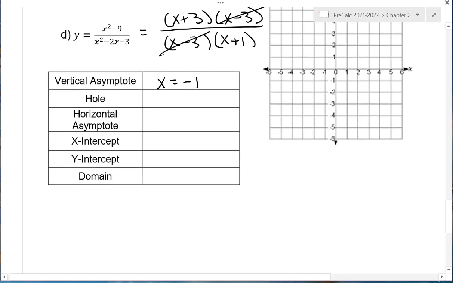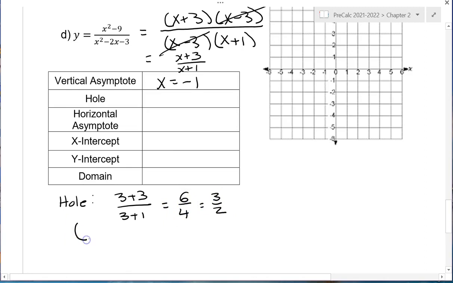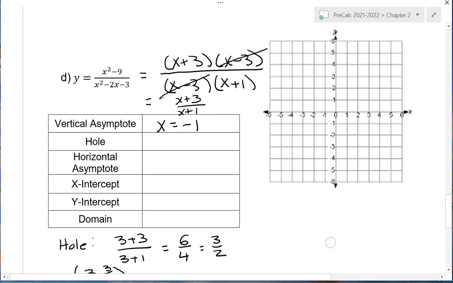So we're going to plug in 3 to our equivalent expression, which is x plus 3 over x plus 1. And let's see what happens. So for the hole, 3 plus 3 over 3 plus 1, I get a 6 over 4. That reduces to 3 over 2. So I have a hole at x equals 3 and y is 3 halves. So 3 and 3 halves.